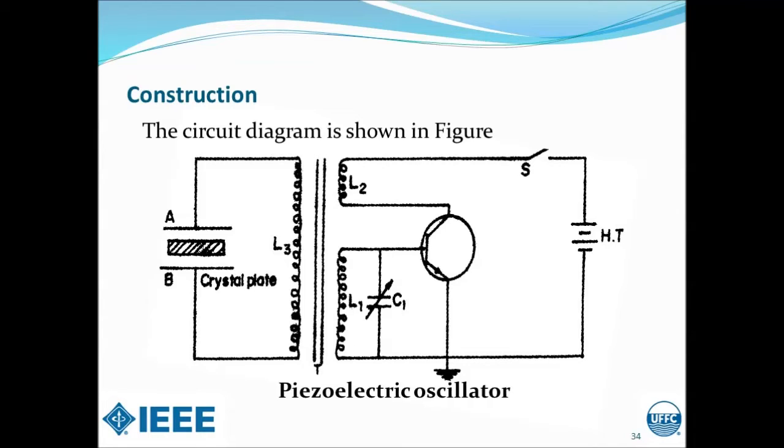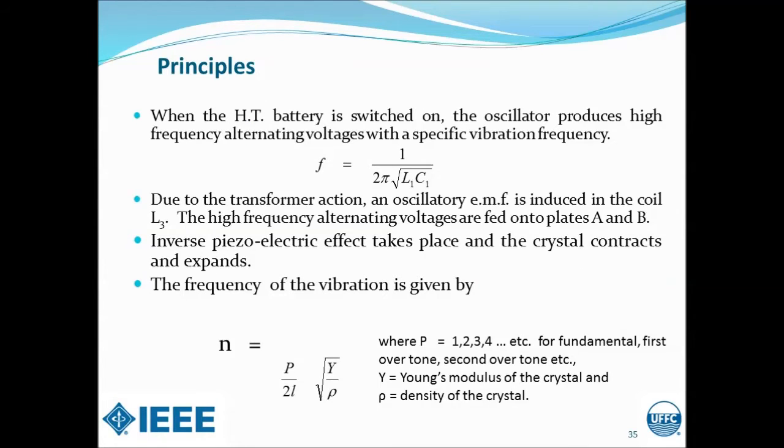Below is the circuit diagram for a piezoelectric oscillator, the properties of which are explained in the following slides. The principle behind this oscillator is as follows. When the HT battery is switched on, the oscillator produces high-frequency alternating voltages with a specific vibration frequency. Due to the transformer action, an oscillatory EMF is induced in the L3 coil. The high-frequency alternating voltages are fed onto plates A and B. The inverse piezoelectric effect will take place, and the crystal contracts and expands.